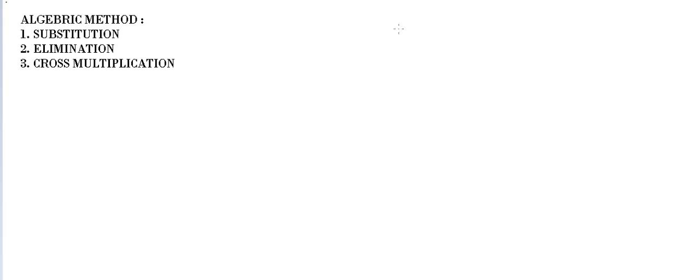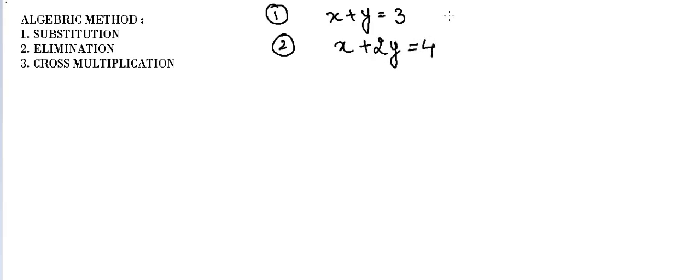Now let's take an example. We'll take a common example and we'll solve the equation with all these three methods. Let the first equation be x plus y is equal to 3, and the second equation be x plus 2y is equal to 4. This is your first linear equation, this is your second linear equation. It is a pair of linear equations because it has both variables x and y.